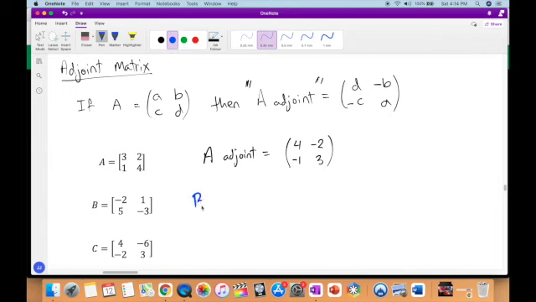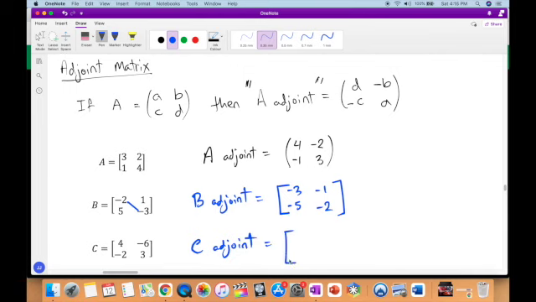So B adjoint is equal to, we flip this diagonal, so the -3 goes here, and the -2 will be here. And then we put negative signs on the other diagonal. So this will be -5 and -1. And that is B adjoint. Right? C adjoint is, I flip these two, so I'll put the 3 here and the 4 here, and then I put negative signs. So negative in front of -2 will give me a +2, and a negative in front of -6 will give me +6. And that is C adjoint.